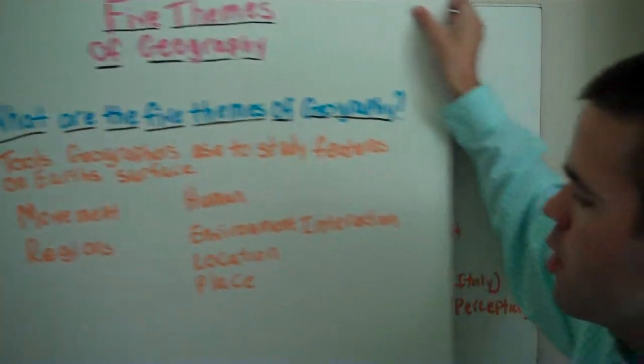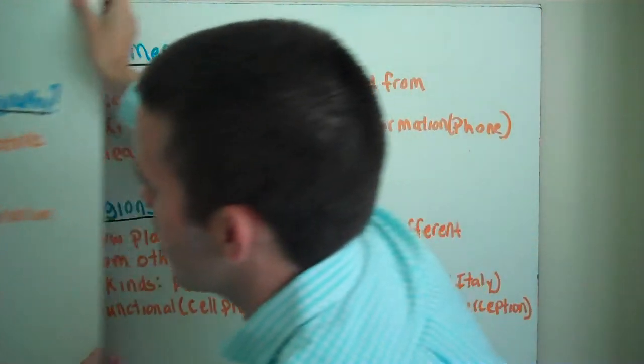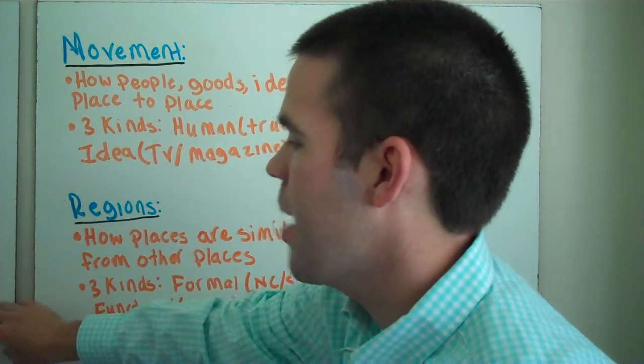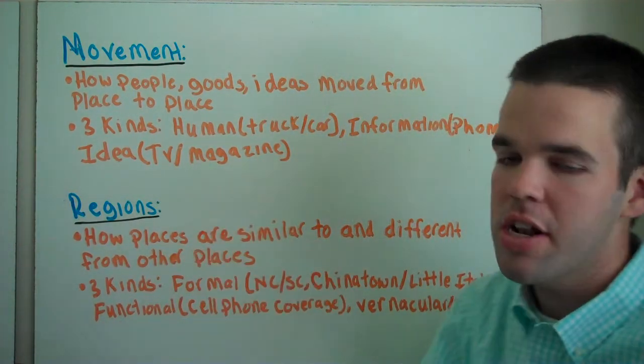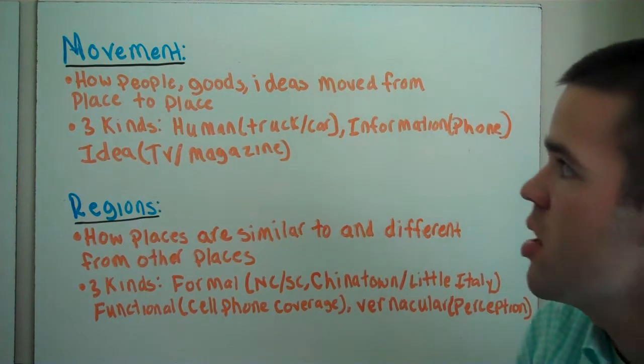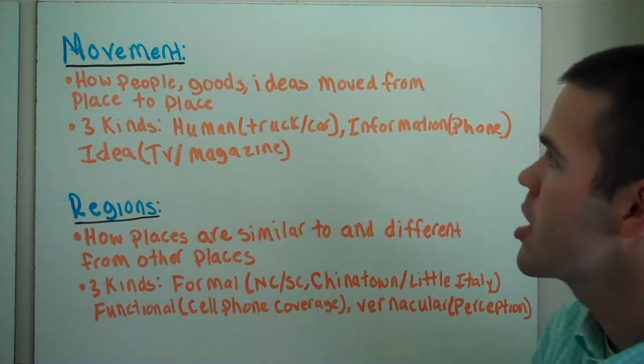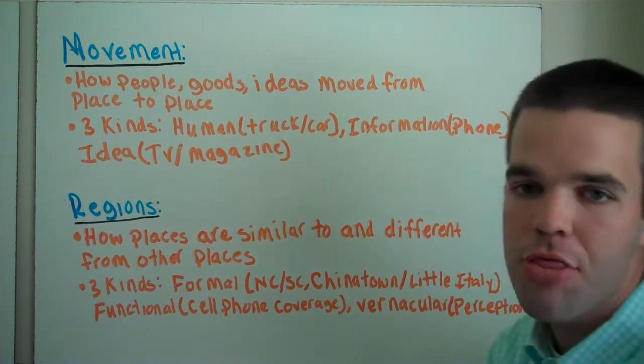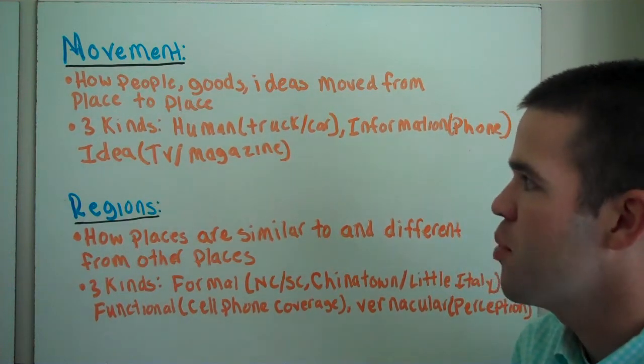So, as we move on through today's lesson, we're going to discuss the 5 things of geography, and we're going to go into detail about each of them. So, let's start the 5 things with movement. Movement is how people, goods, ideas move from place to place. There are 3 main types of movement.